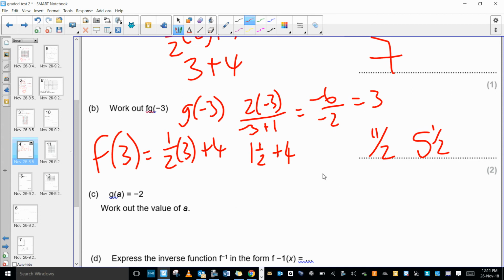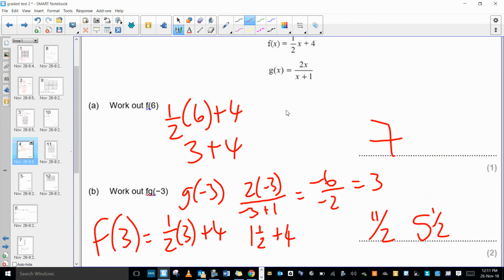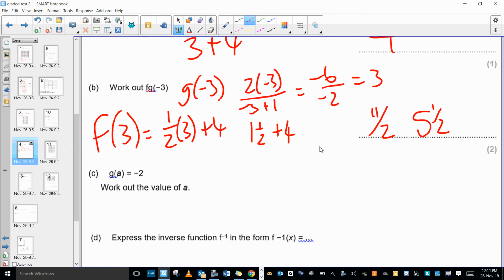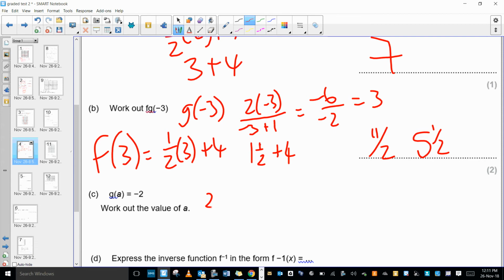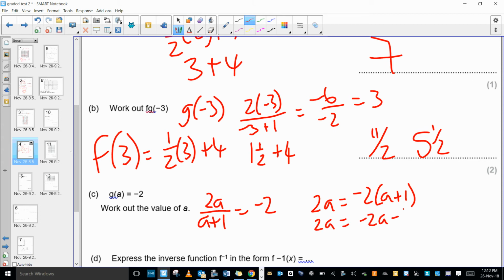Alright, g(a) equals negative 2, work out the value of a. So that's saying that the function g is equal to negative 2. So 2a over a plus 1 equals negative 2. So we're rearranging this. So 2a equals negative 2 lots of a plus 1. So bringing my a's together, I'm adding 2a to both sides, so it's 4a equals negative 2. a is negative 2 over 4, which is negative 1/2.